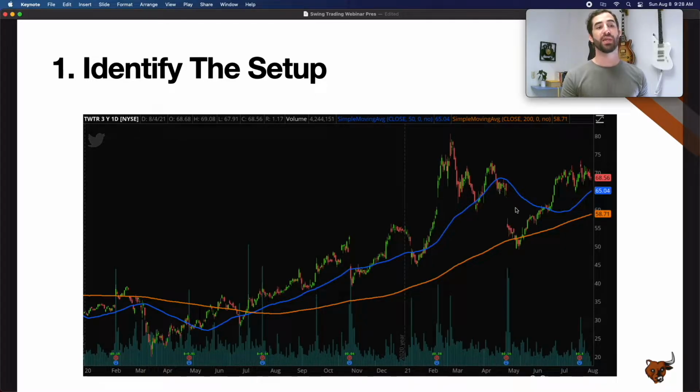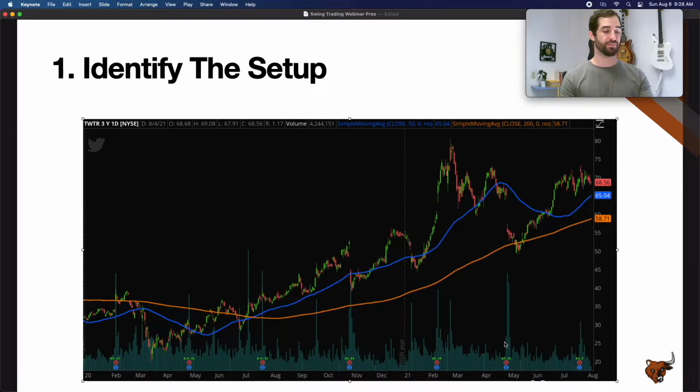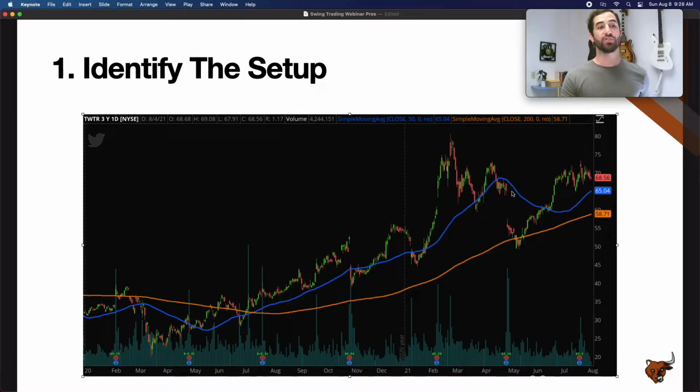Okay, big drop on heavy volume. Again, guys, I mentioned this thing, big drop on heavy volume. We're going to talk about volume a little bit further down.